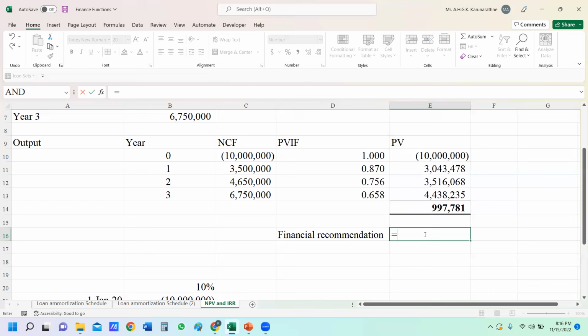අපි ගමු spelling එක හොයන්න එපා. Recommendation එක. If we can say if this NPV is greater than or equal to 0. The NPV, whatever the computed NPV, if it is greater than or equal to 0, we can say accept. Accept. Otherwise, reject. That's it.